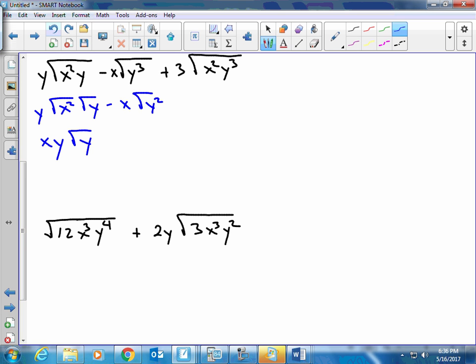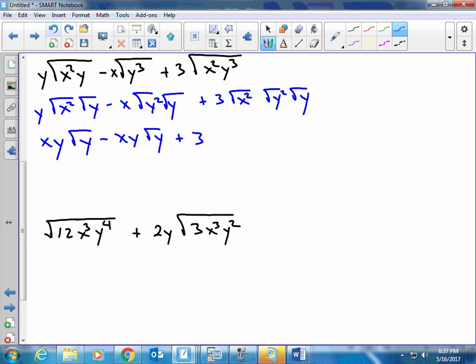Y squared times y. On the inside, or on the outside here, I leave that alone. The square root of x squared and the square root of y squared, y. All right, go back to this one here. X I leave alone. The square root of y squared is y, and the y I leave alone.